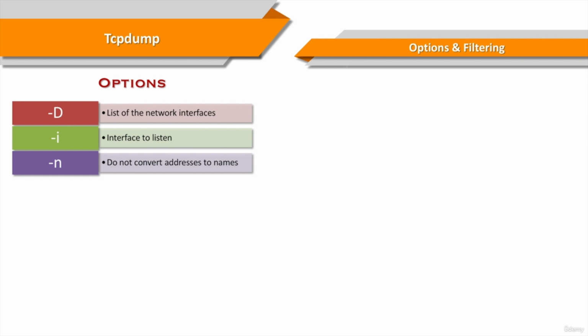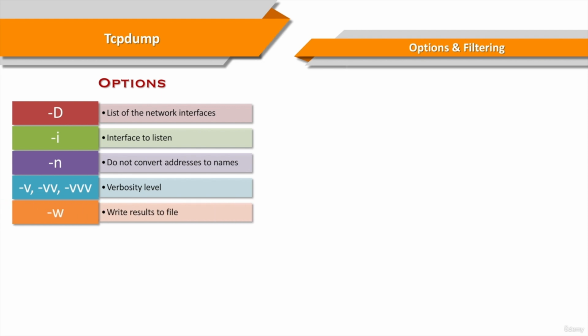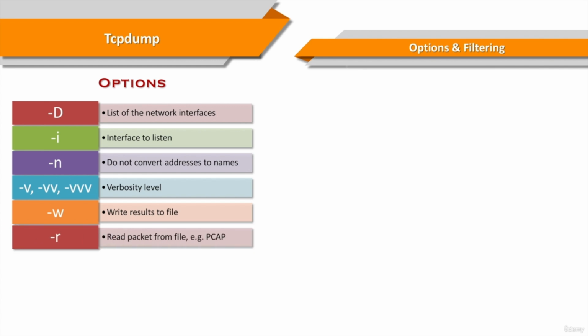-n means do not convert addresses, that is, host addresses, port numbers, etc., to names. -v produces verbose output when parsing and printing. The more v's, the more details. -w writes the raw packets to the specified file rather than parsing and printing them out. -r reads packets from a file which was created with the -w option or by other tools that write PCAP or PCAPNG files.